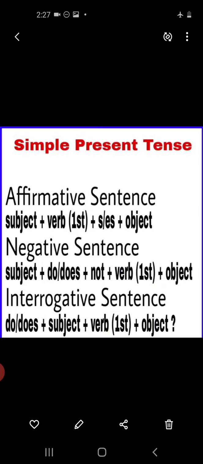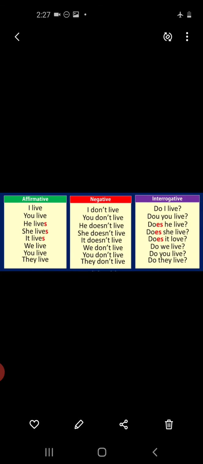Now if you want to make the sentence interrogative in simple present tense, then what do you have to do? Simply you have to write do or does before the subject and then the first form of the verb. As I told you, we use do with the plural and does with the singular. Have a look at these examples so the things will be more clear to you.